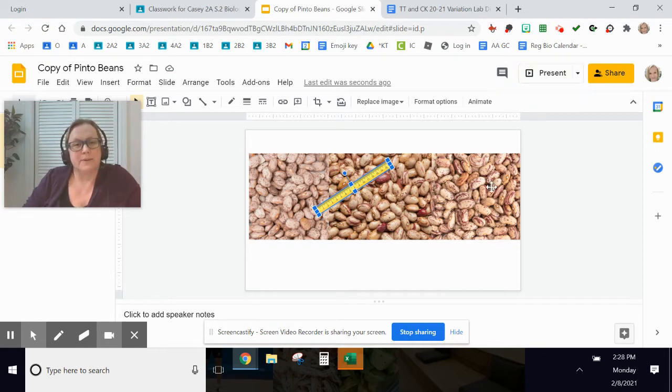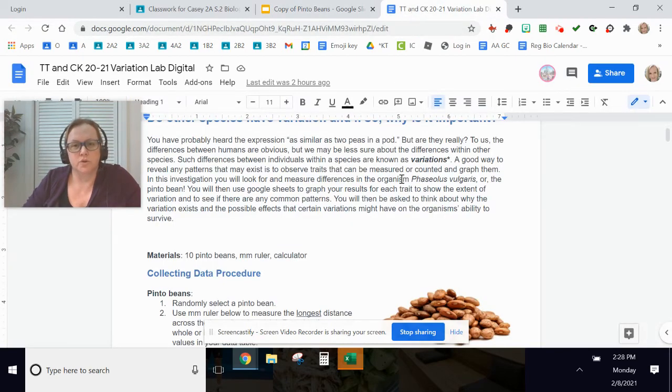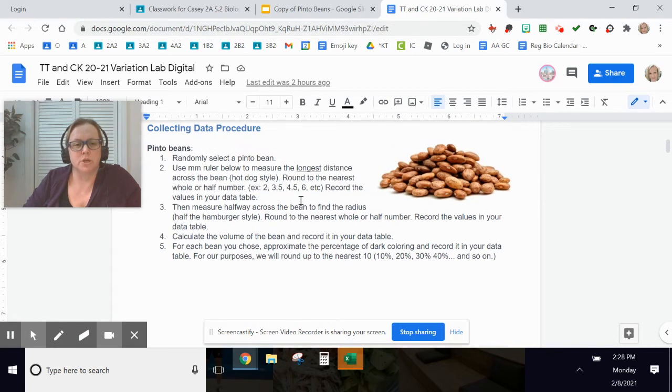So you're going to need to pick 10 pinto beans to measure, and you're going to need to measure according to your lab procedure. You're going to measure the longest distance across the bean, which is the hot dog length, and then you're going to measure halfway across the bean, the hamburger style length, and you'll be entering those numbers in your data table in order to do volume calculations.